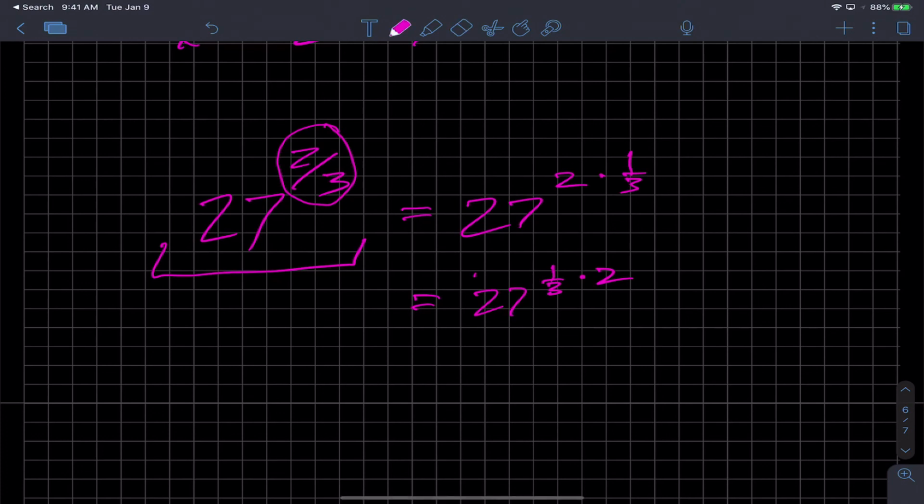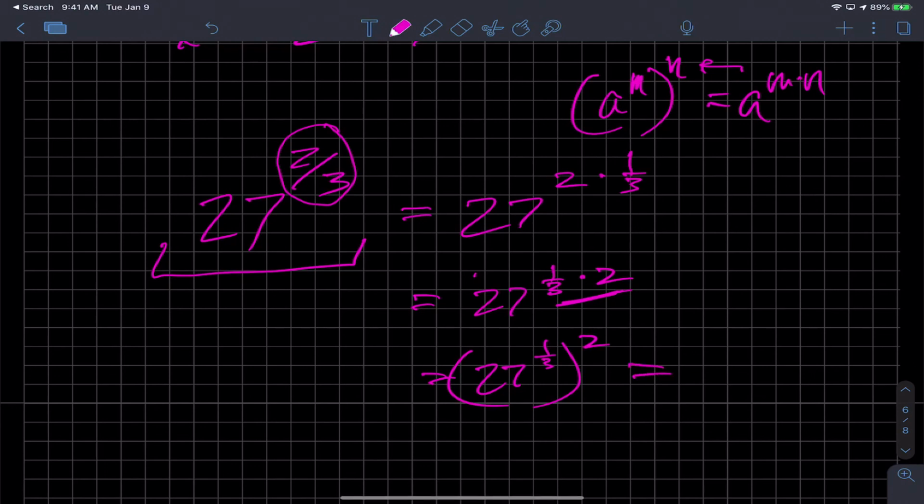So now I can group this first power and separate these two exponents, in this shortcut. I can take these two and write it like that. So I can write 27 to the 1/3, squared. But what's the cube root of 27? Put it in your calculator, or think about it if you want.